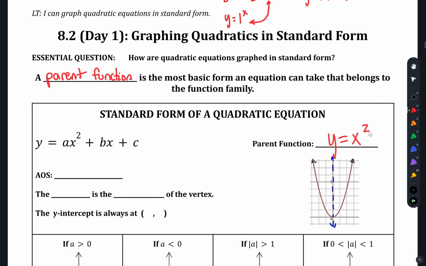We have also talked about this. This is standard form of an equation right here. So standard form, remember, goes from highest exponent to lowest exponent. So we have x squared, we have x to the first, we have x to the 0th, aka no x. So that's all there.